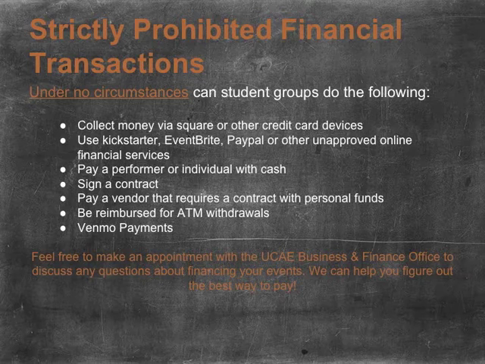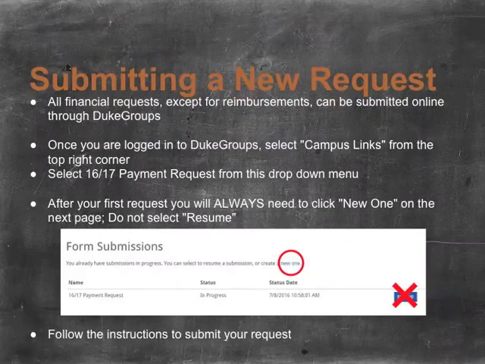You should seek UCAE Business and Finance assistance with all student organization financial processes. We can help you figure out the best way to pay. All financial requests, excluding reimbursements, can be submitted online through Duke Groups.